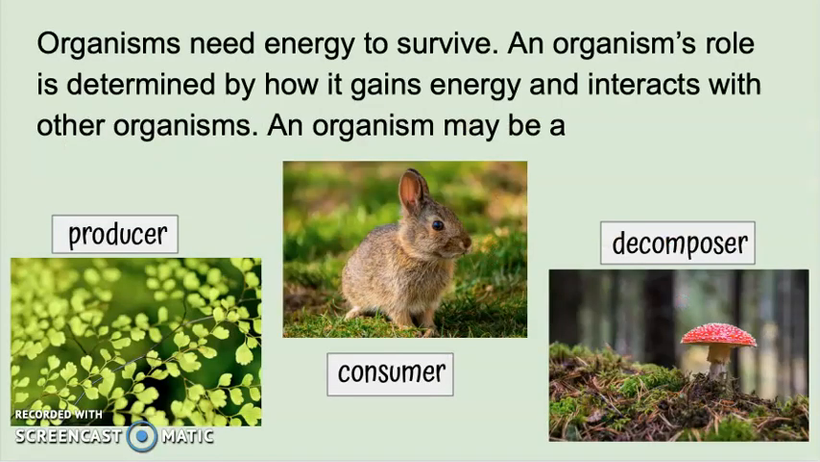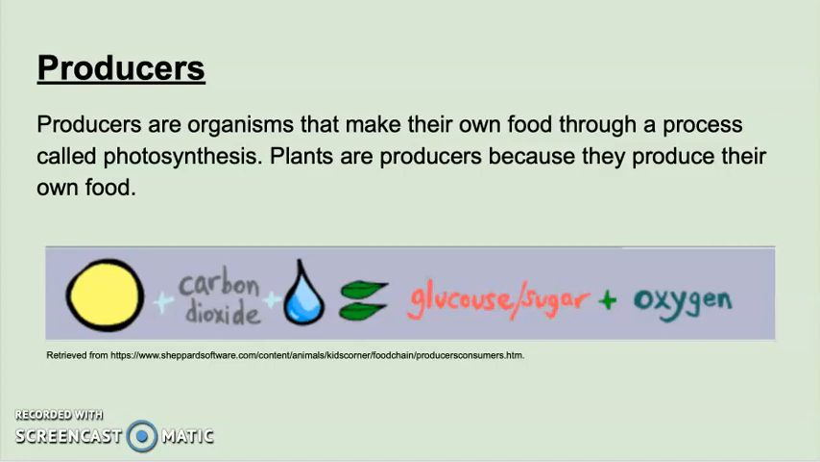Organisms need energy to survive, and their role is determined by how they get that energy and interact with other organisms. For example, an organism may be a producer, like a plant, a consumer, like a rabbit, or a decomposer, like a mushroom. Producers are organisms that make their own food through photosynthesis. Plants are producers because they produce their own food.